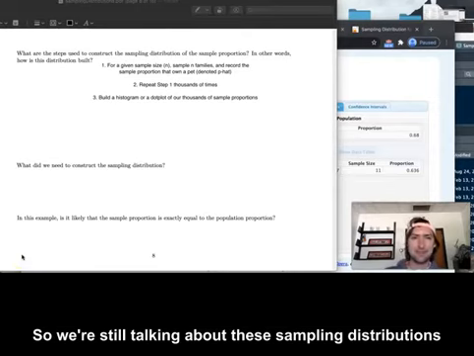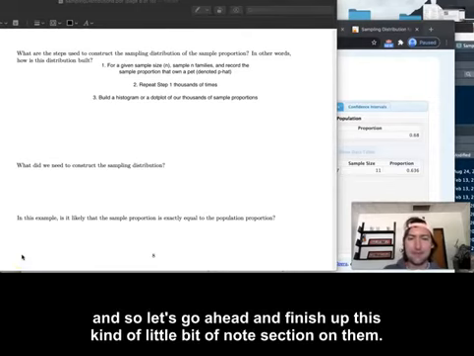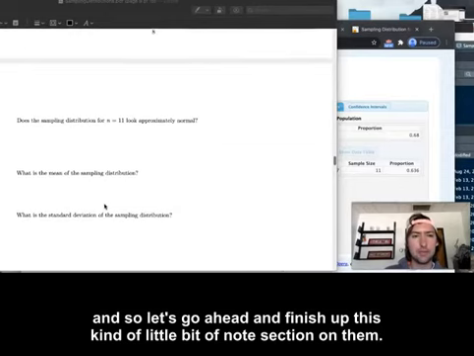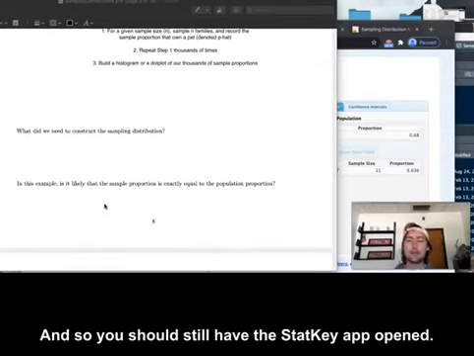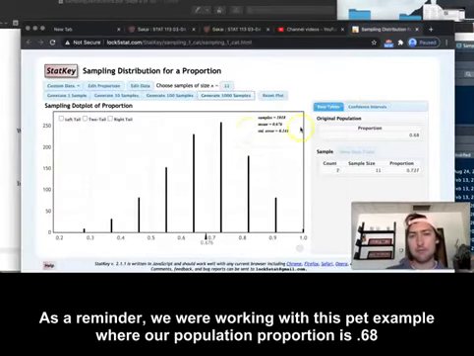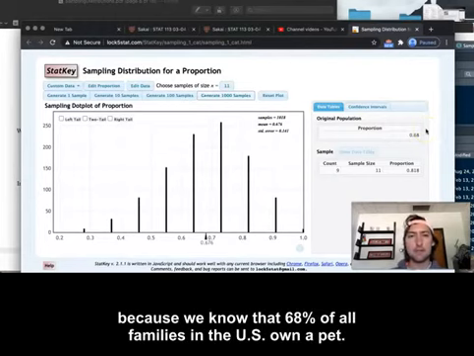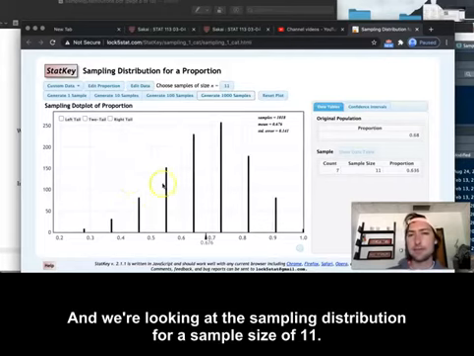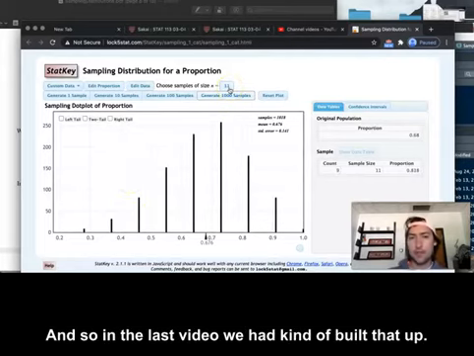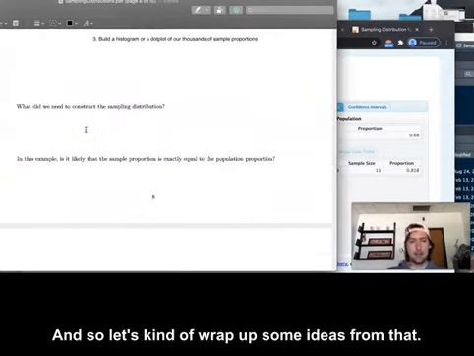So we're still talking about these sampling distributions, and so let's go ahead and finish up this little bit of note section on them. You should still have the StatKey app open. As a reminder, we were working with this pet example where our population proportion is 0.68 because we know that 68% of all families in the US own a pet, and we're looking at the sampling distribution for a sample size of 11. In the last video, we had built that up. So let's wrap up some ideas from that.